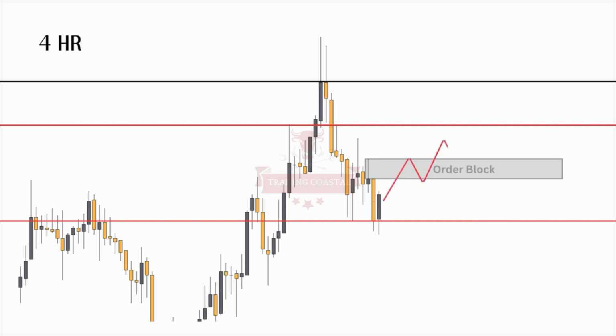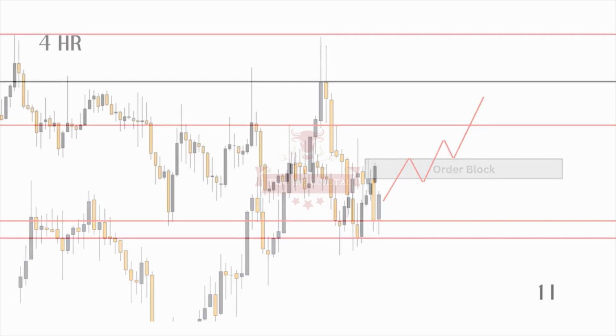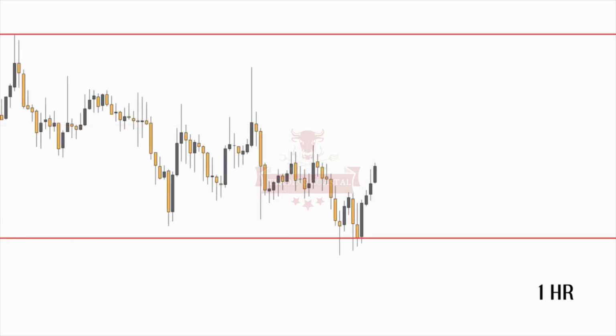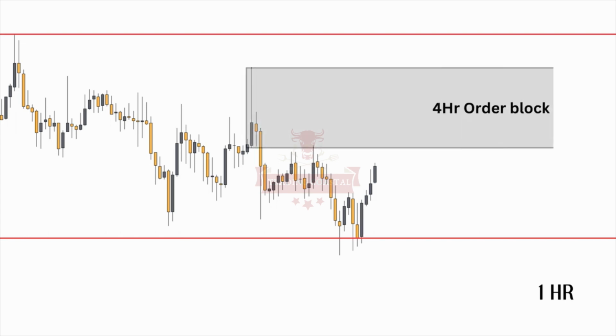On the other hand, if the price breaks above both levels, it indicates a strong bullish momentum, which could make the price rise and test this weekly level one more time. Now let's zoom into the 1-hour time frame to continue our analysis. We know that the higher time frame directional bias is bearish, and we expect the price to get rejected from the 4-hour time frame order block.